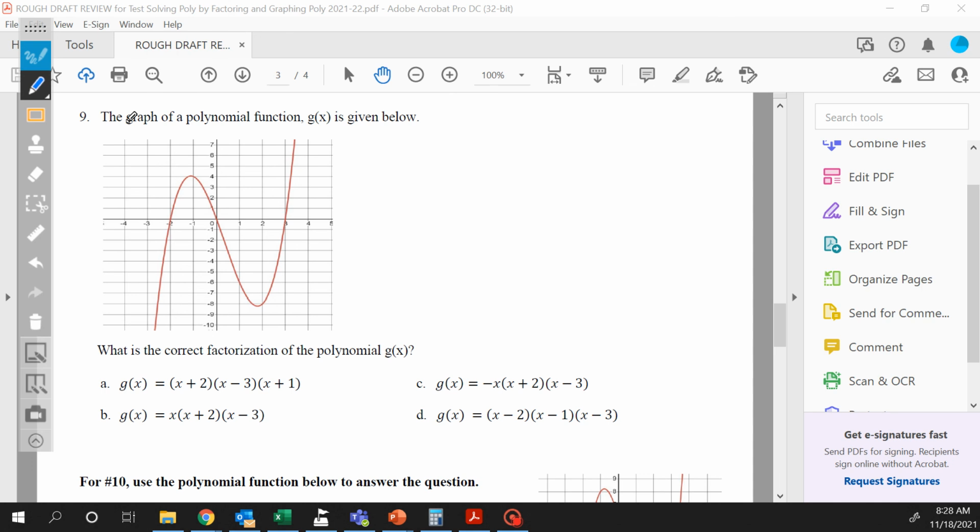Number 9, so the right side is going up, so this should be a positive leading coefficient. So it's either D, A, or B. So it's not C. The x-intercepts are at 2, negative 2, 0, and 3. So this should have a factor of x plus 2, this should have a factor of just x, and this should have a factor of x minus 3. So we're looking at B here. That has all three factors that we need.